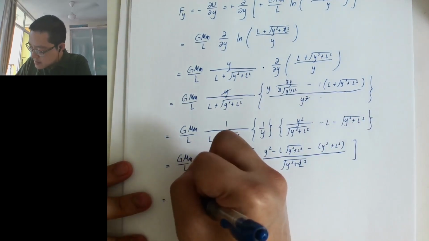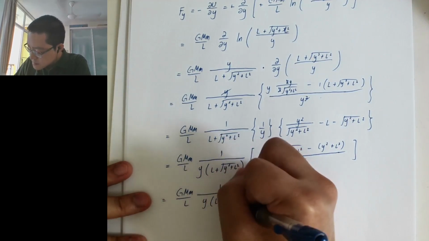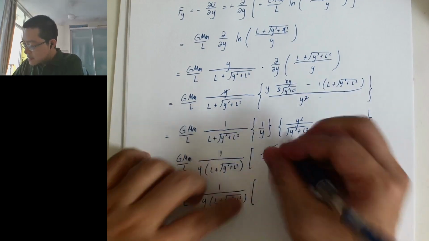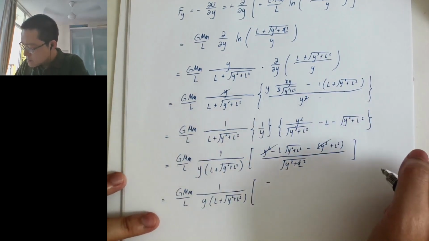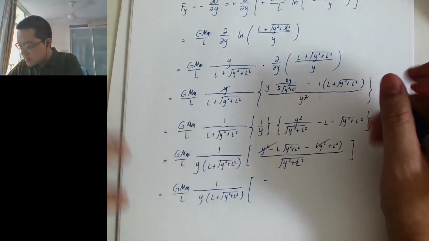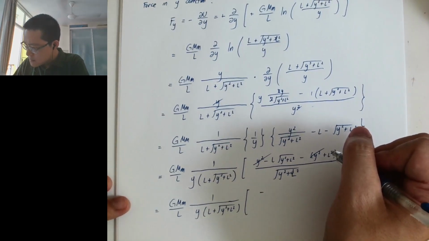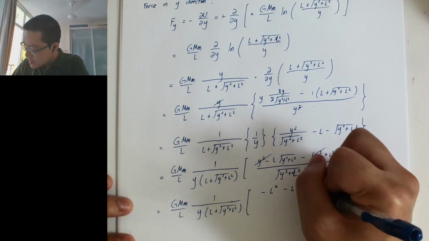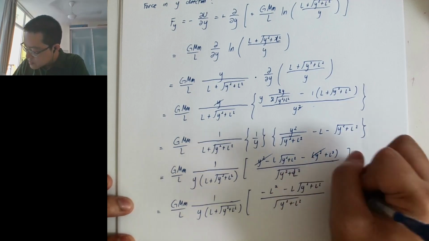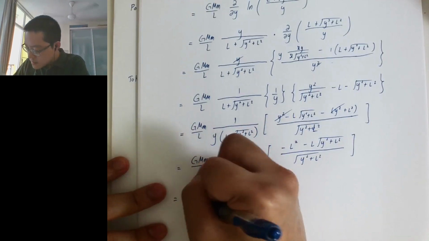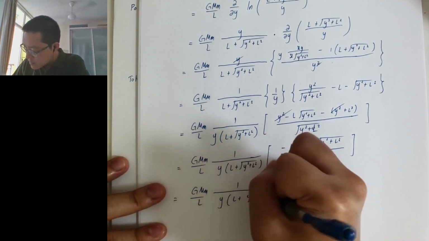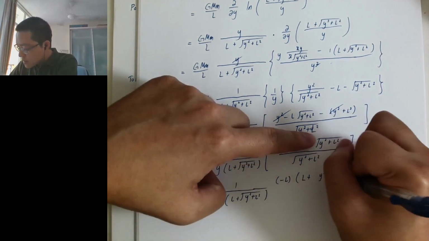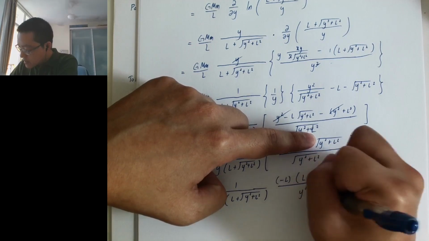As you can see, some cancellation will happen just nicely. The y squared and y squared will cancel, and what I have now is negative L squared. Wait, is there a square? Yeah, negative L squared, negative L times the square root of y squared plus L squared, and then the square root of y squared plus L squared, and then I can simplify even further. So this is GMm over L, this is 1 over y, L plus the square root of y squared plus L squared. Maybe you can see some things that can cancel already because I can factorize negative L out, and this becomes L plus the square root of y squared plus L squared, over the square root of y squared plus L squared.